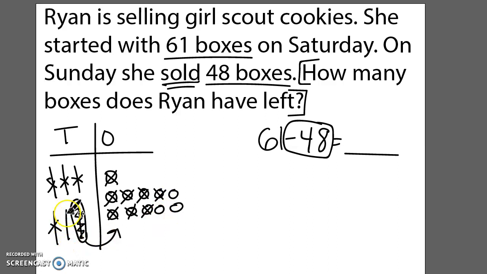Let's see what's left over. Just this 10 here. And these 3 1s here. So 10 plus 3 equals 13. So how many boxes does Ryan have left? She has 13 boxes left.